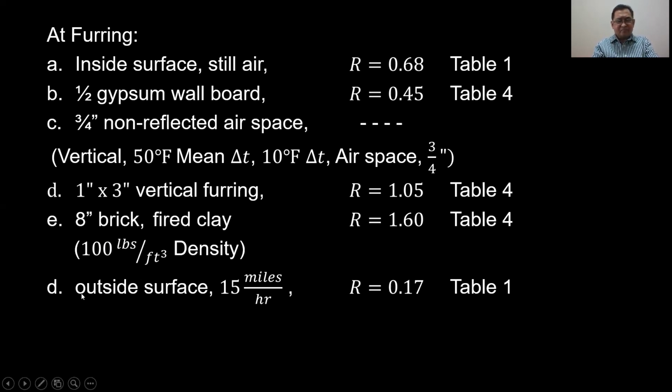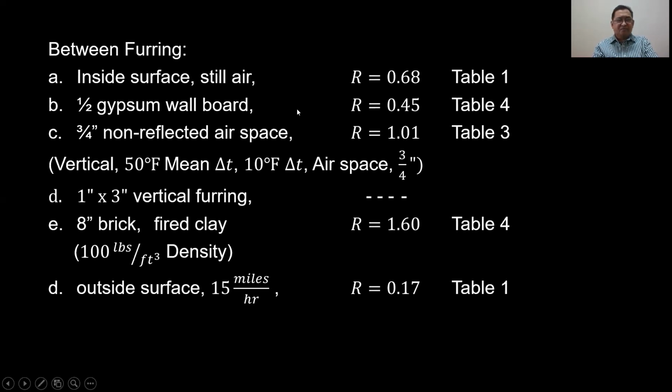And for the outside surface during winter time, considering a wind speed of 15 miles per hour, R will be equal to 0.17 from table 1. So then we add the resistances. We'll be able to take the value of R sub T of the furring, 3.95, get the reciprocal of this so that you will have the value of U at the furring, which will be equal to 0.253.